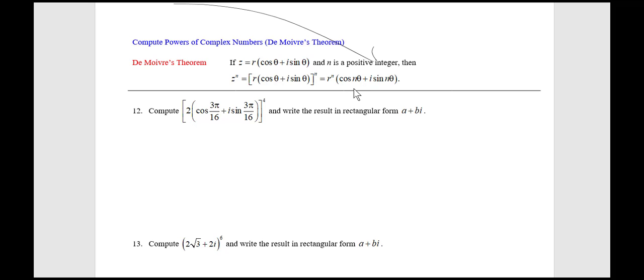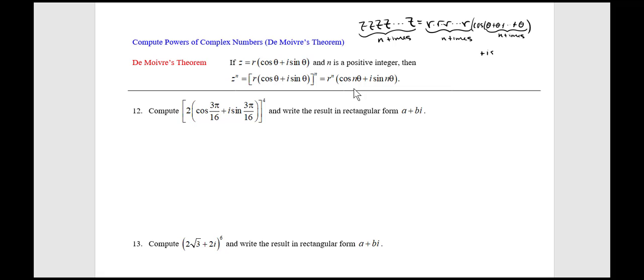Right? So this is essentially just saying that if we multiply n times, we'd have to take the modulus of z and multiply it together n times, and we'd have to add those angles together n times, plus the same in the sine part. Right, that's just from the multiplication formula that we saw above. Well, r multiplied by itself n times is r to the n. Theta added to itself n times is n times theta. So that's how we get this theorem, which is called de Moivre's theorem. It's a very useful one. It comes up a little bit later in mathematics as well.